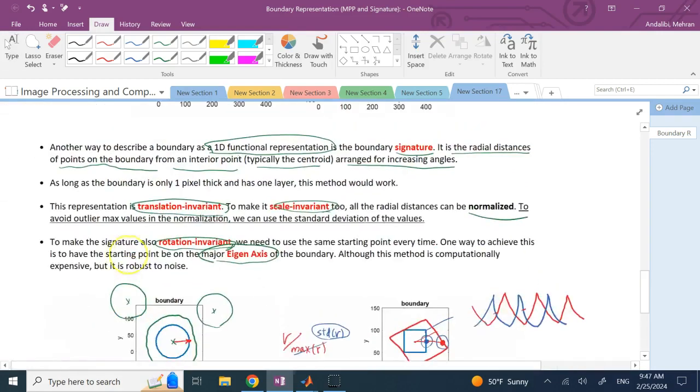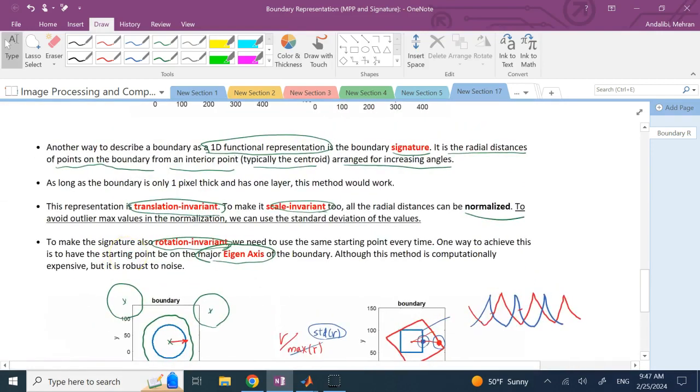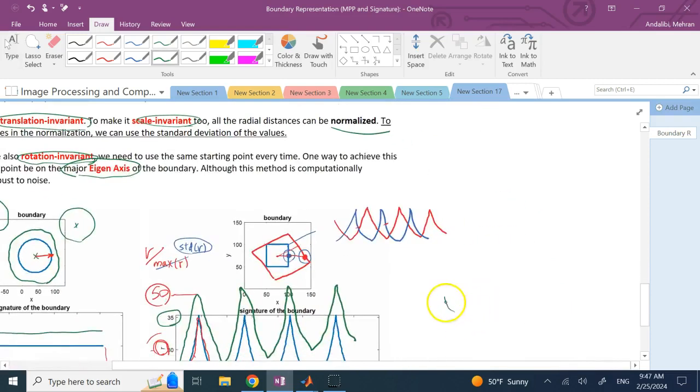So if you know from the binary operations on images, which I have a video on this playlist, if you have a shape like this, there are lots of things you can do on this boundary. One of them is to find the eigenaxis, the axis of the minimum and the maximum variation. So this is one of the eigenaxis, this is the other one. So if I start on this eigenaxis that has the biggest variation, and I start on the furthest point, so I start here, then that's good to go, right?